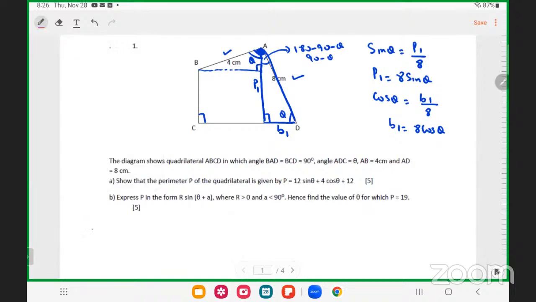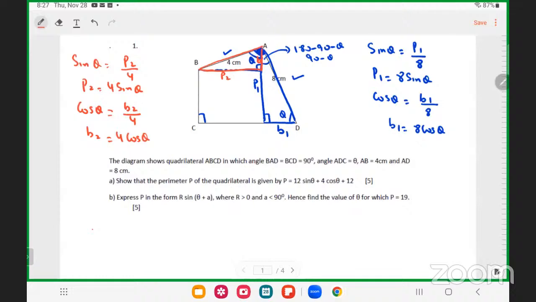Now I will look at the other triangle, this one. From this triangle's perspective, this is perpendicular and this is base. So from this triangle's perspective, sine theta is P2 upon 4. P2 is 4 sine theta. And from this triangle's perspective, cos theta is base upon hypotenuse, B2 upon 4. B2 is 4 cos theta.